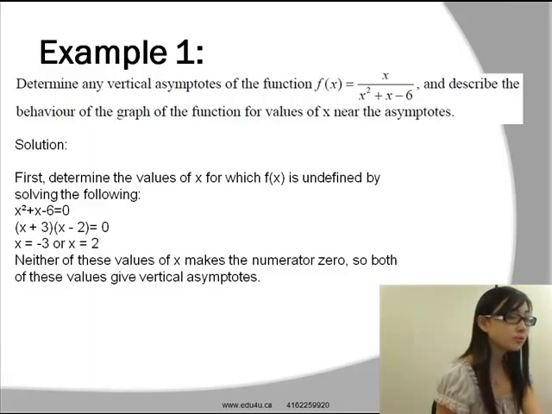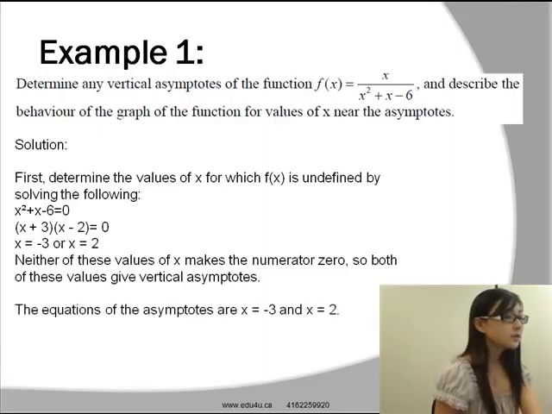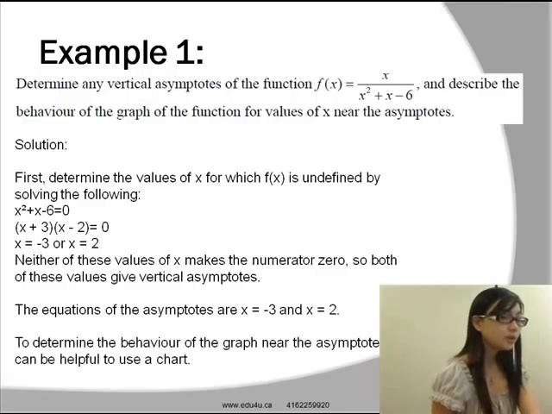Now we have to check if these x values will make the numerator 0, because if it does, then we don't have a vertical asymptote at that specific point. Neither of these values of x makes the numerator 0, so both of these values give vertical asymptotes. So the equations of the vertical asymptotes are x equals negative 3 and x equals 2.